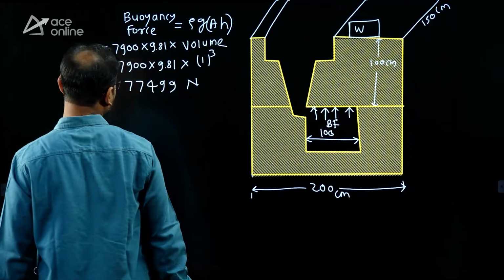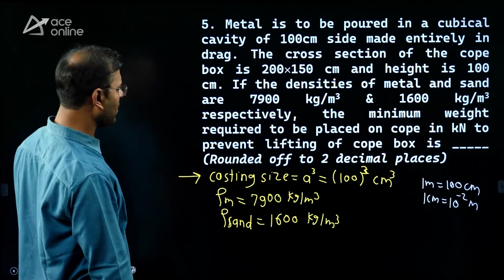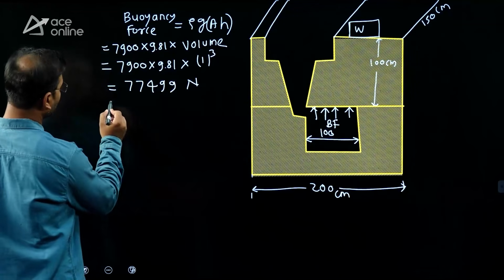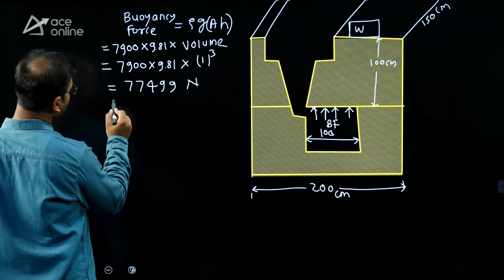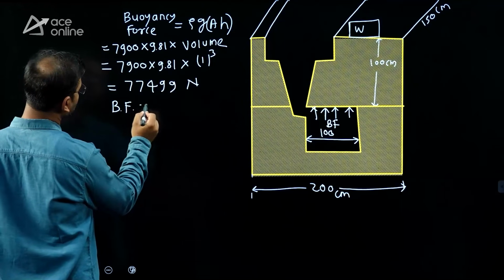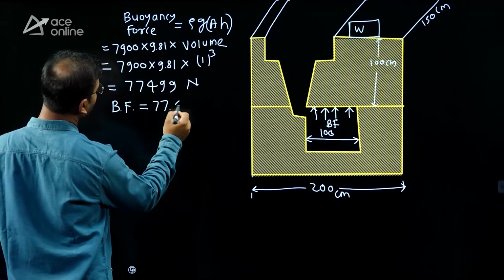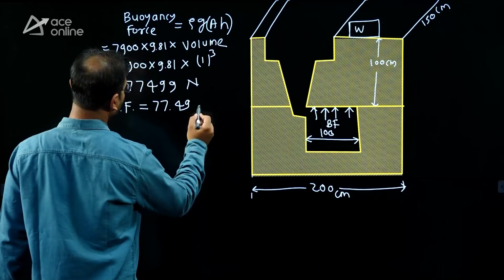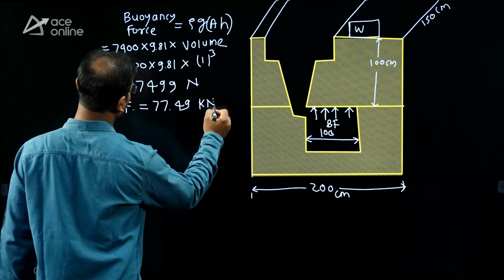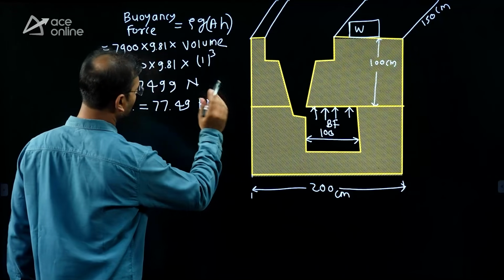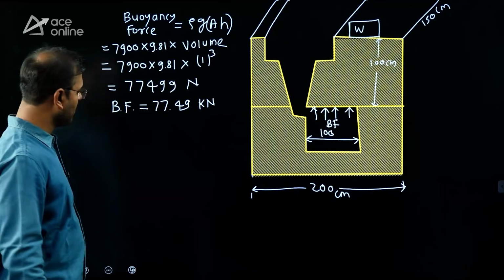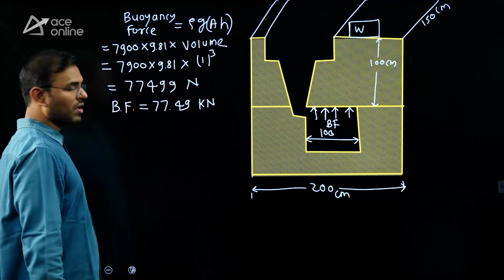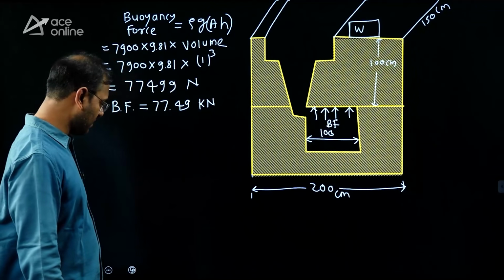If it is correct, guys, finally we have to give the answer in kilonewton. Then I need to convert into kilonewton. Therefore, the buoyancy force is equal to 77.499 into 10 raised to 3 Newton, and 10 raised to 3 Newton is kilonewton here. Okay, then one case is completed. I hope you also got the same answer here. Okay.